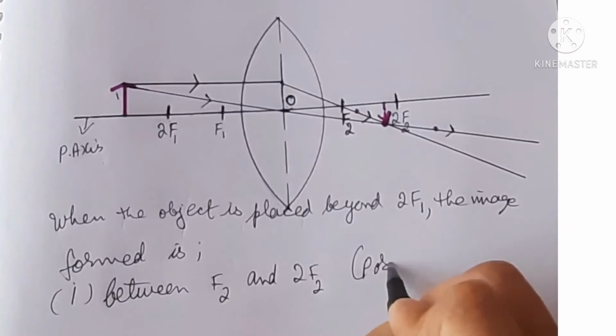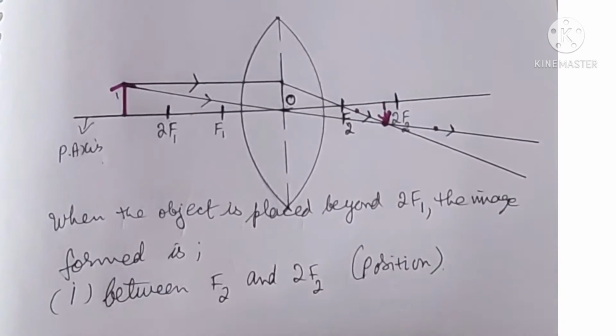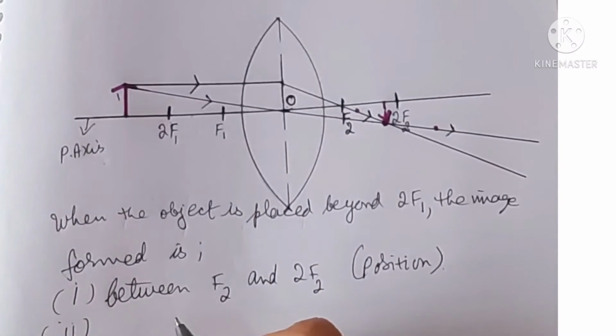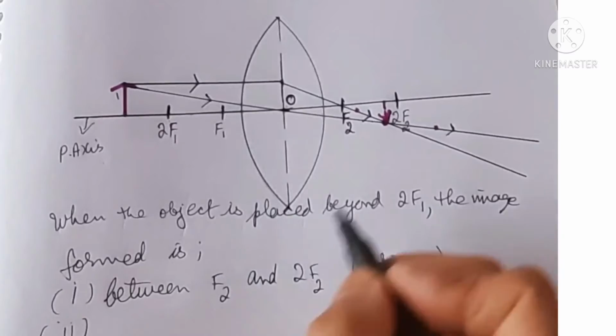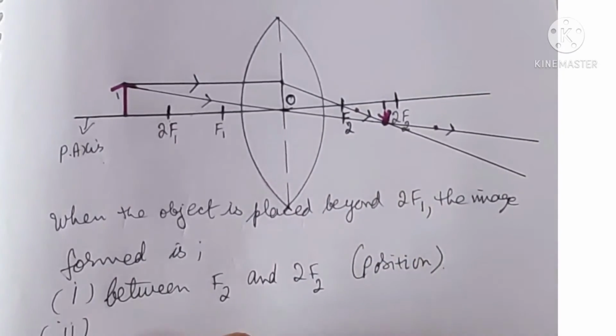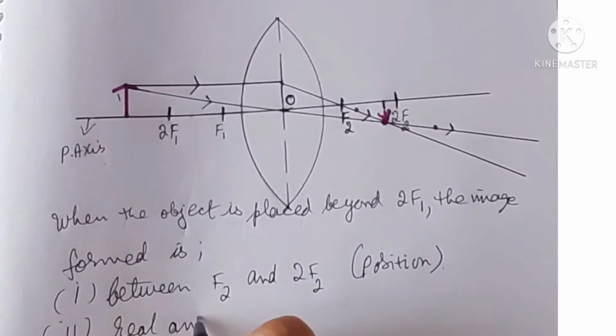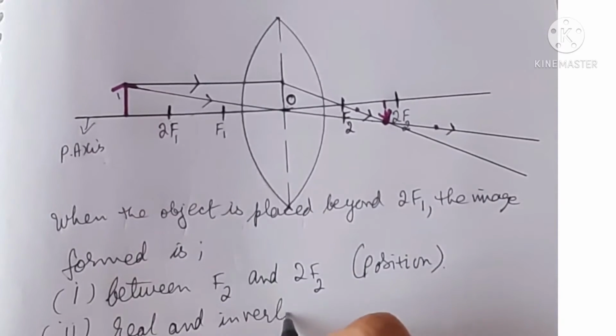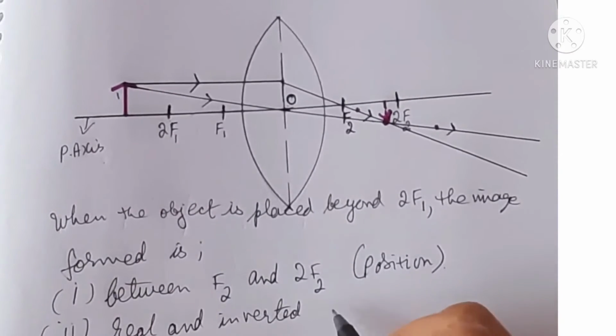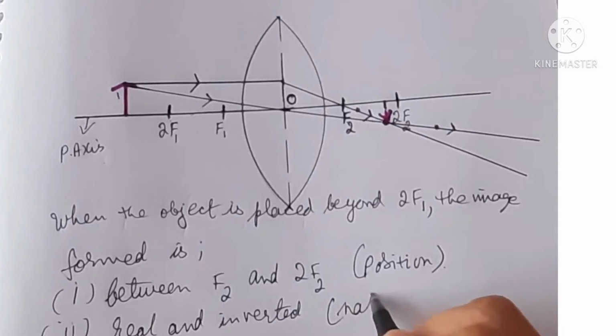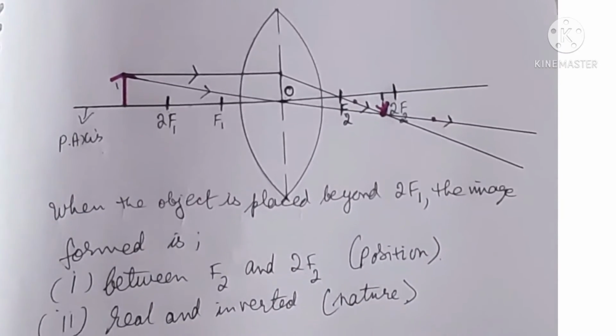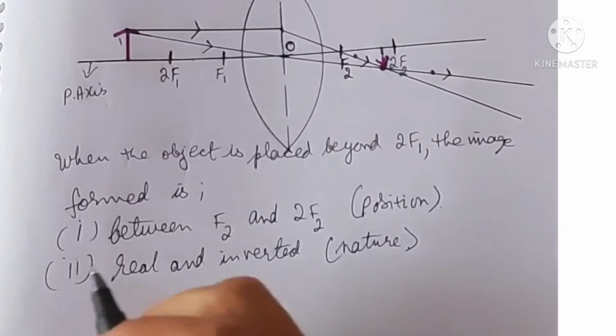So this gives you the position of the image. Next, the nature. Nature means what type of image. So here it is real and inverted. Keep in mind, an inverted image is an upside down image. So this gives you the nature. How do you know it is inverted? Because it is formed below the principal axis.